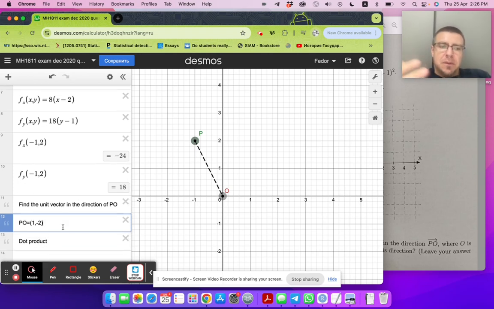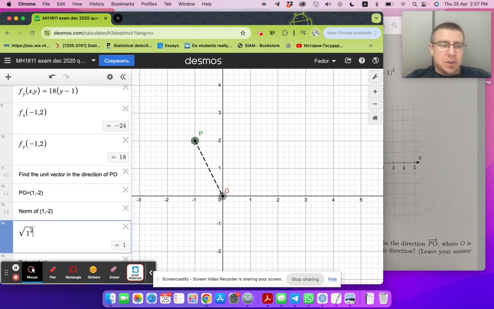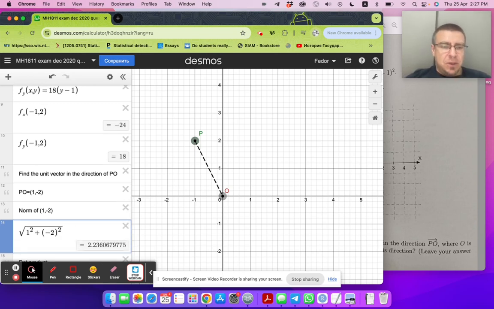The vector PO itself is not a unit vector, so we need to find a unit vector parallel to it that points in the same direction as PO. To find the unit vector, we need to divide the vector PO by its norm, or its length. So we need to find the norm of the vector 1, -2. How do we find the norm of a vector? We take the square root of the sum of squares of its entries. So 1 squared plus (-2) squared, which is the square root of 5. So the norm of the vector PO is square root of 5.